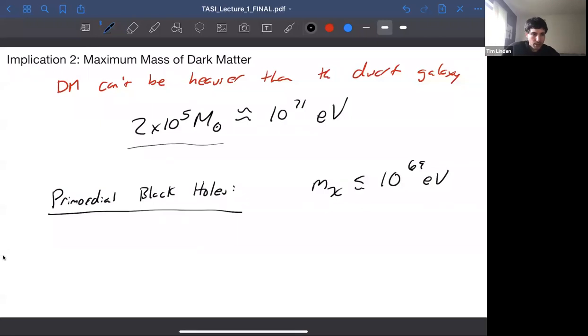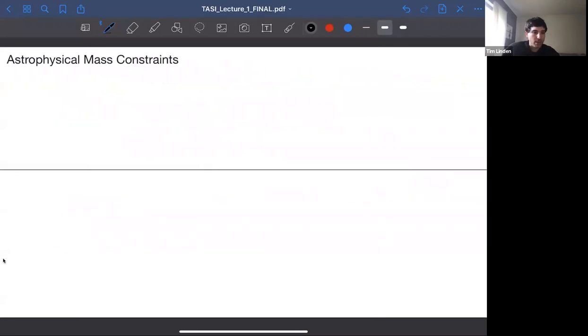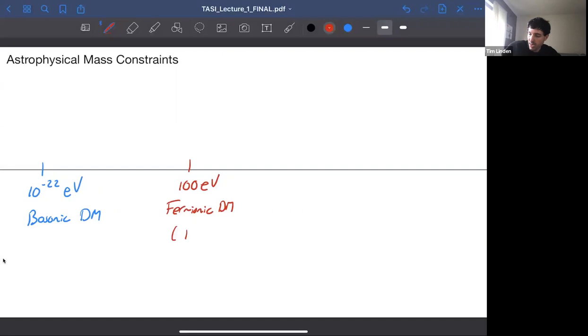So getting back now to a slide that Martin stole from me, we all stole from somebody who did this 40 years ago. You can get the different mass constraints on dark matter. These are important numbers to remember, so I'm going to write them down again. 10 to the minus 22 eV for bosonic dark matter, around 100 eV for fermionic dark matter. I think Martin gave 1 keV as the number.